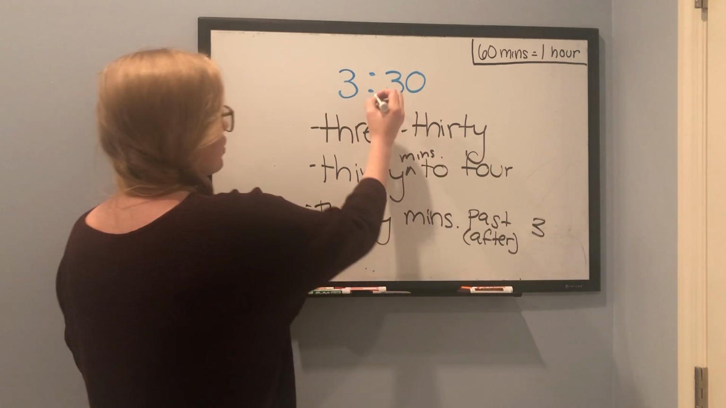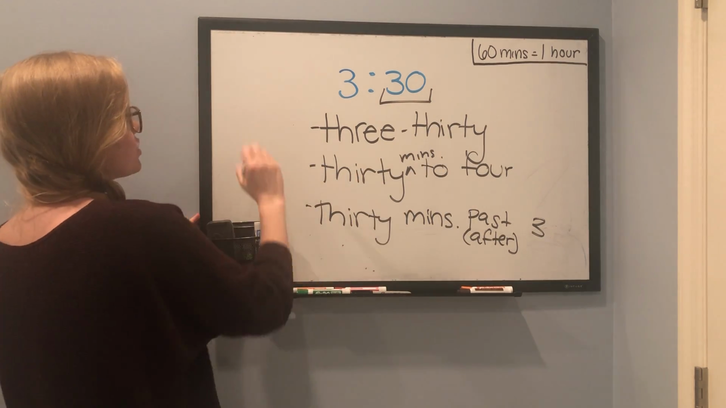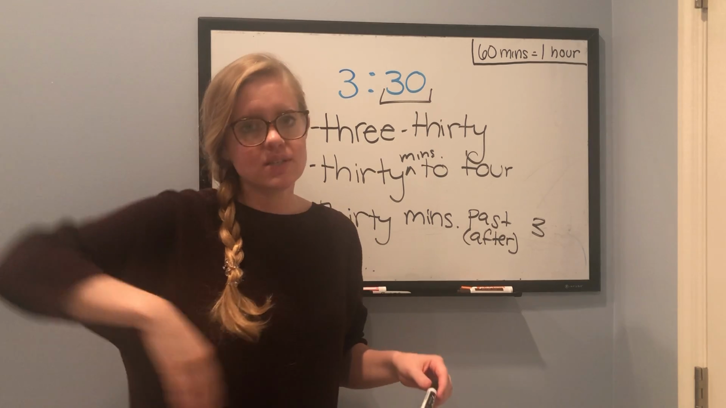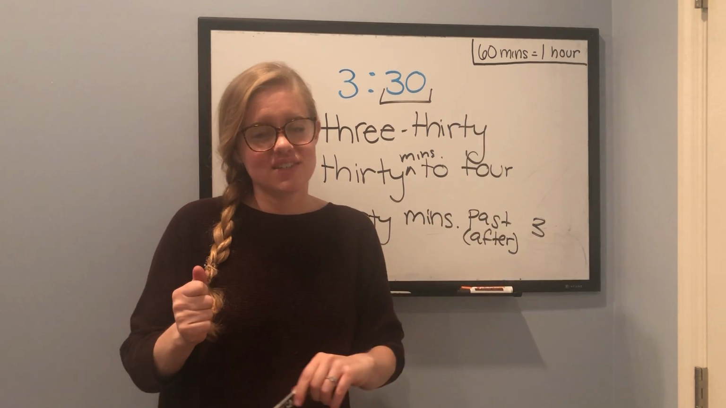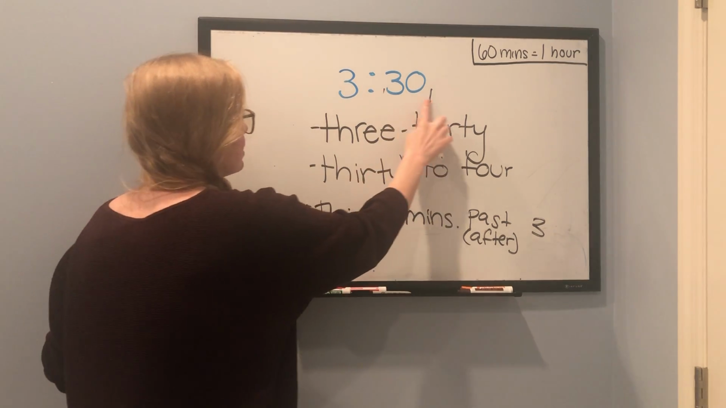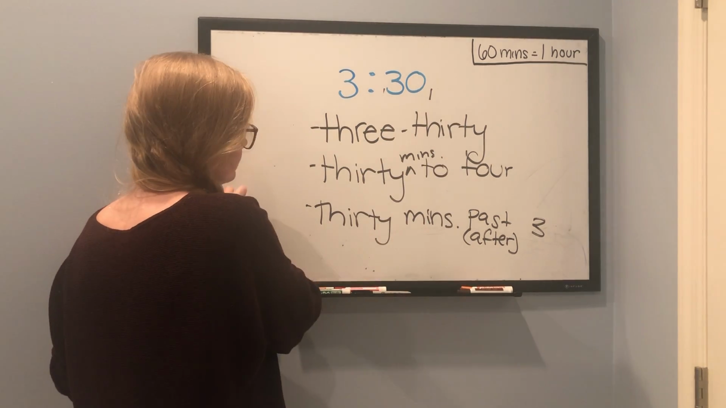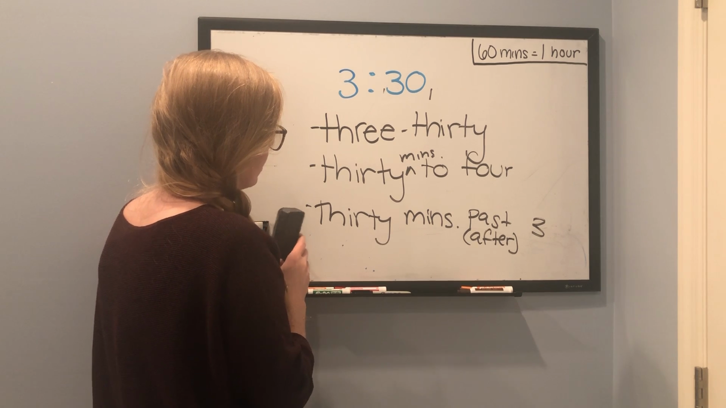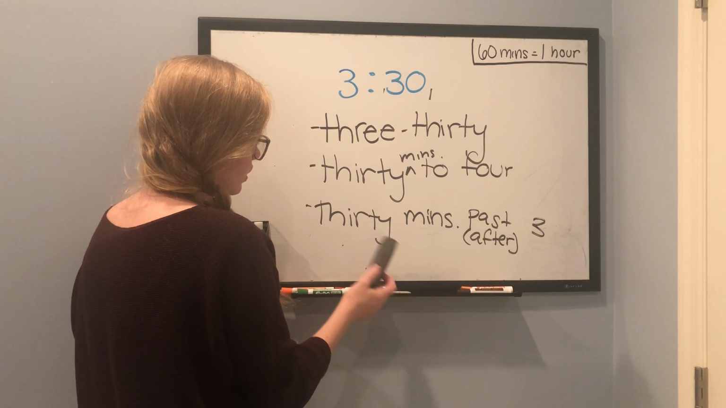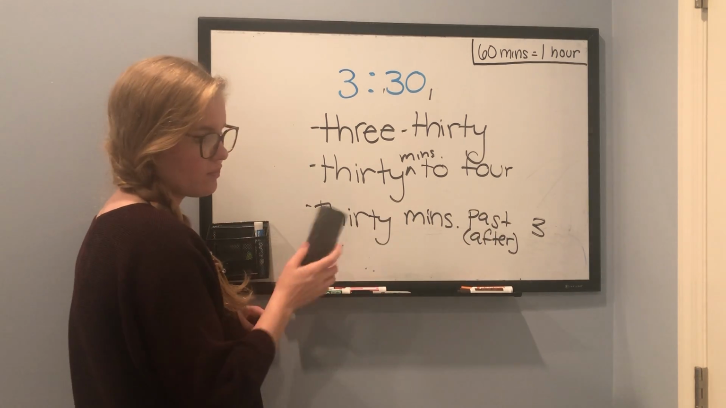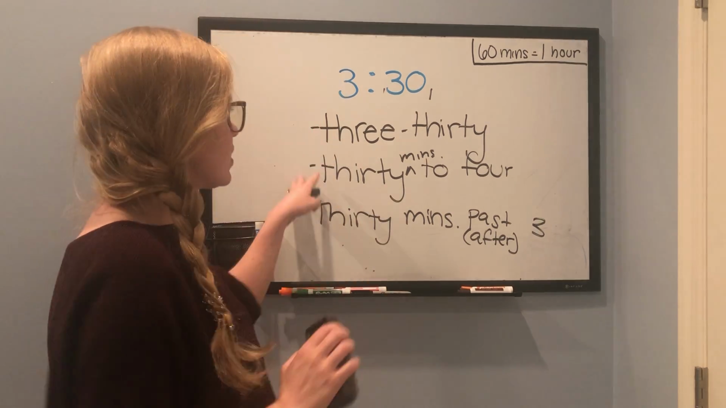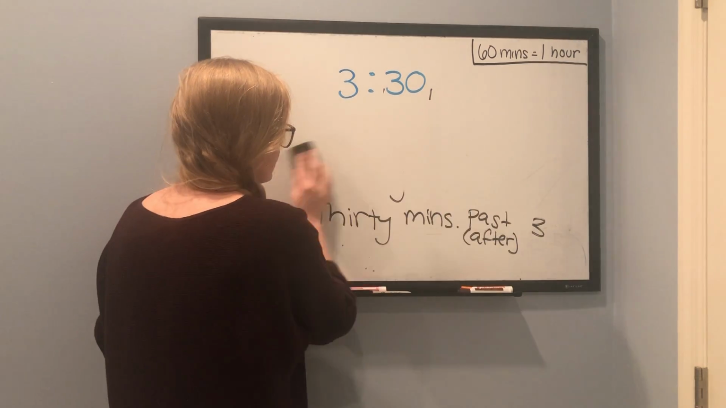Now when we have a 30, that's halfway between 0 and 60, right? So we have 60 minutes in an hour. Halfway to 60 from 0 is 30. So an easier way to say this would actually be half an hour to 4, or half past 3. Okay, so there's many ways to say it. We're gonna stick with these 3 ways.